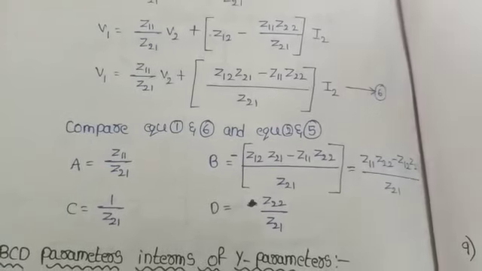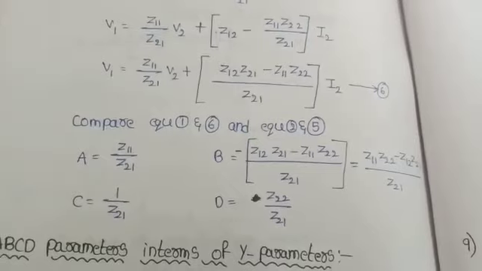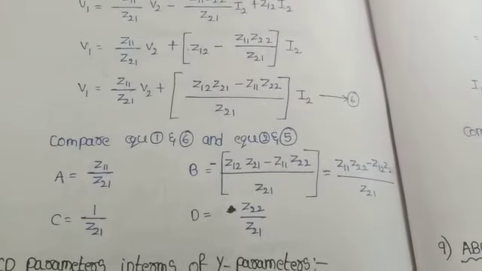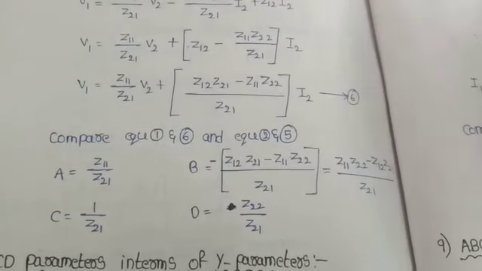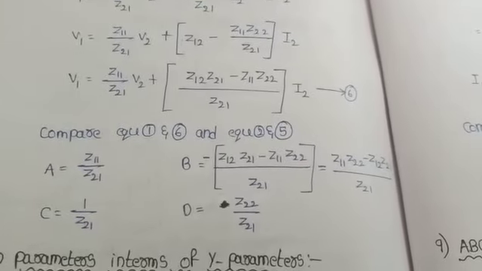So compare equation 1 and 6 and 2 and 5. We are getting the individual ABCD parameters in terms of Z parameters. A equal to Z11 by Z21, B equal to delta Z by Z21, C equal to 1 by Z21, D equal to Z22 by Z21.